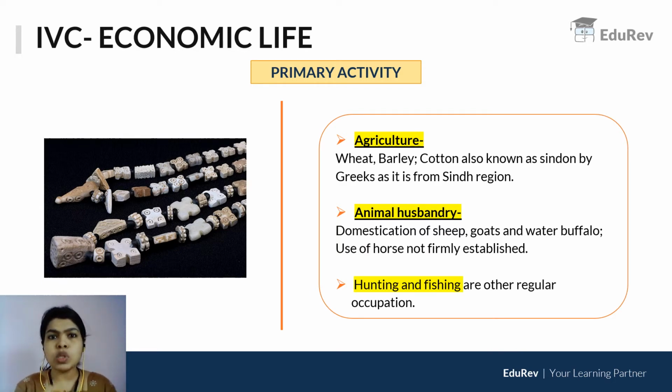Use of the horse was not fully established. Remember, this point is very crucial. Use of the horse was not firmly established. Harappan culture was not horse-centered, but remains of a horse were found at Surkotada in Gujarat. I'll repeat the point again. It was not a horse-centric culture, but the remains of the horse were found at Surkotada, which means that though there was some feeble evidence of presence, it was not a horse-centric culture. Hunting and fishing were other regular occupations.